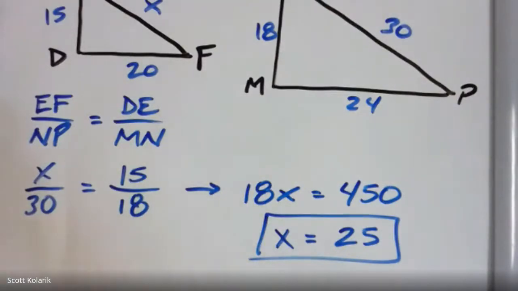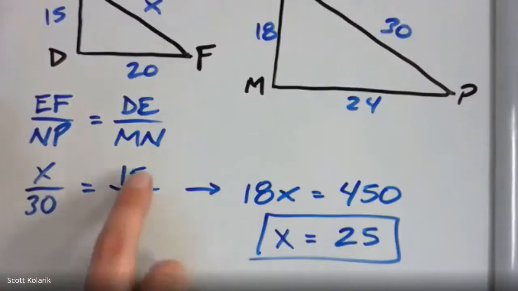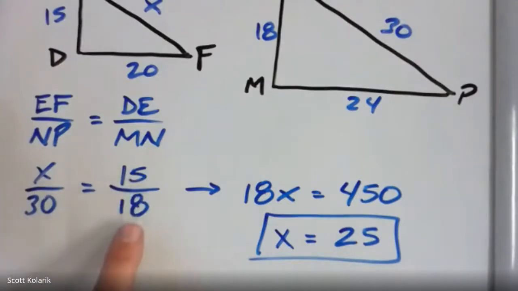Just to confirm that result, to check our work: 15 over 18, that was a definitive ratio that I was given here, DE and MN. If I were to reduce this, 3 goes into top and bottom. That would reduce to 5 over 6. If I were to plug this 25 back in here, this should also reduce to 5 over 6. And we would see that 5 would go into top and bottom, and I would get it down to 5 over 6. Confirmed. Same ratio. So those are our problems on similar polygons from section 3. Let's move on.